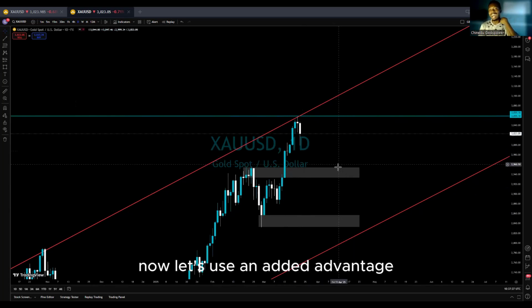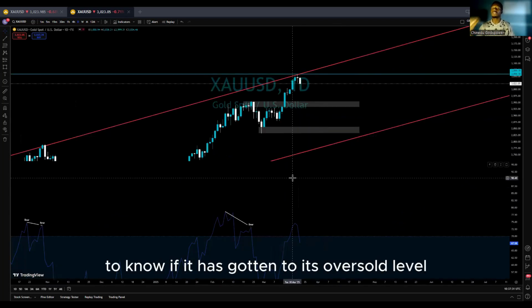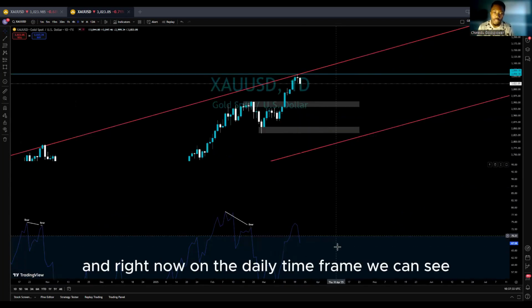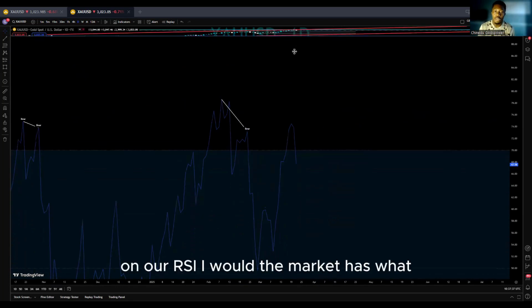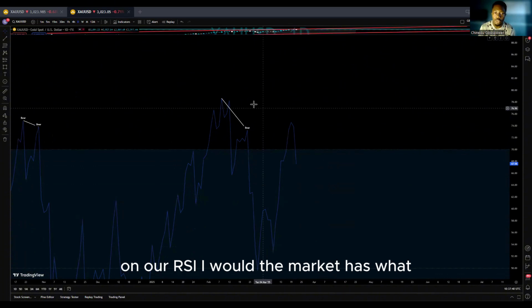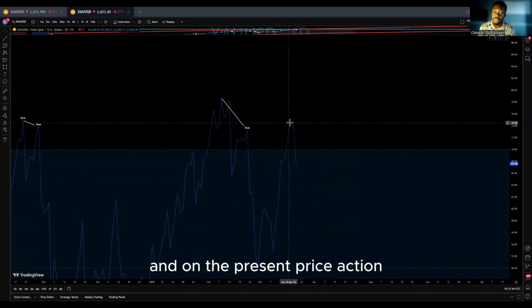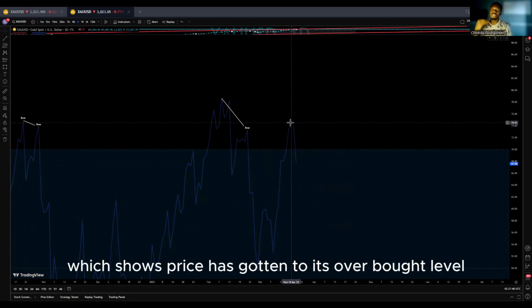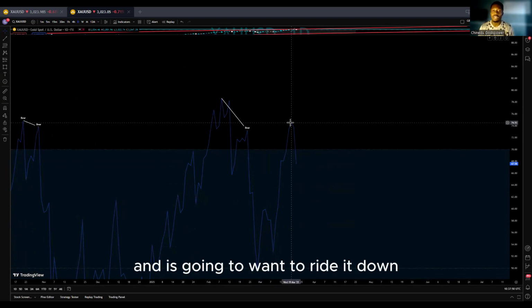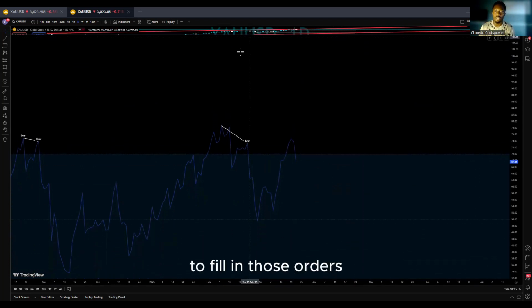Now let's use an added advantage, which is the RSI, relative strength index, to know if it has gotten to its overbought level. Right now on the daily time frame, we can see on our RSI that the market has gotten to a zone of 78.33, and on the present price action, the most recent is 74.53, which shows price has gotten to its overbought level and is going to want to rally down to fill in those orders.